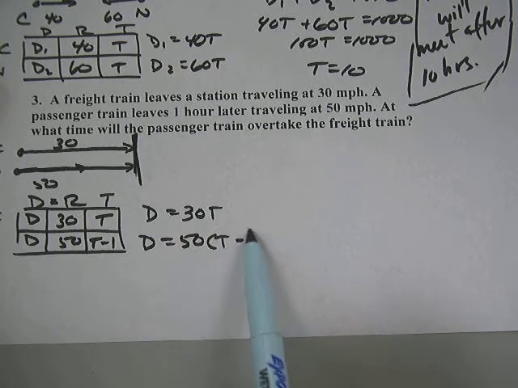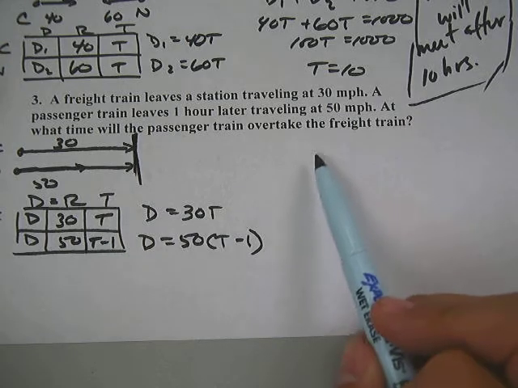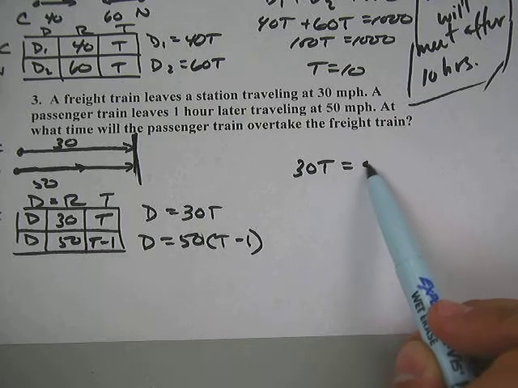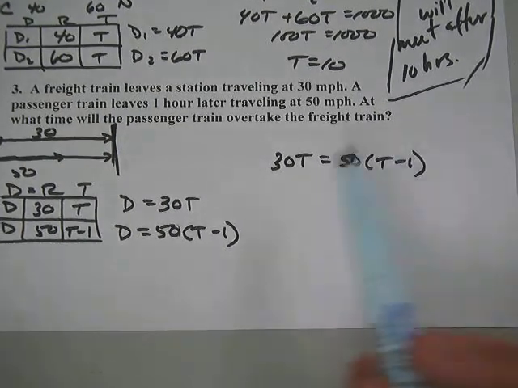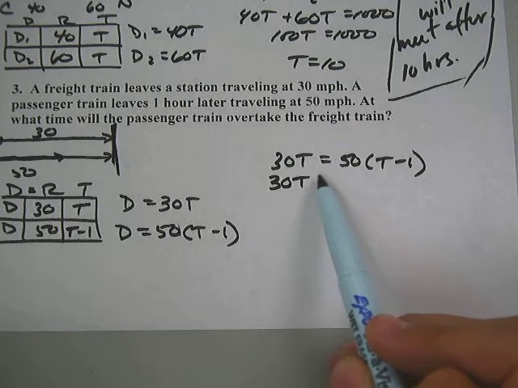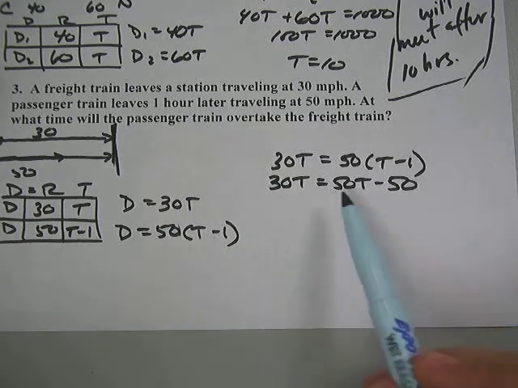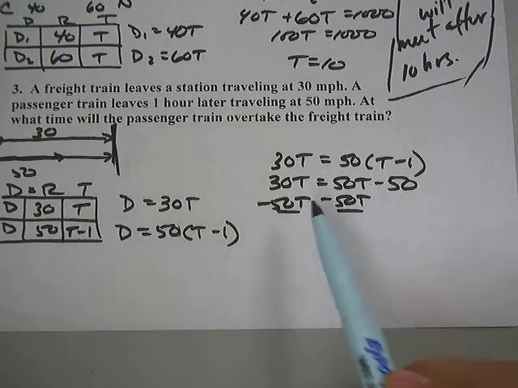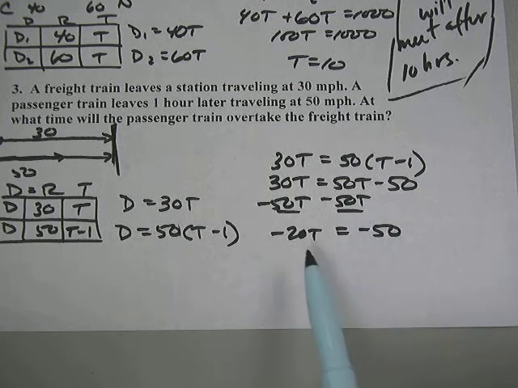So I'm going to just call this one D and this one D. So it'll be D equals 30t and D equals 50 times t minus 1. And like I said, their distances will be equal. So I can set these equal to each other. 30t will equal 50 times t minus 1. So I'm going to solve. 30t equals 50t minus 50.